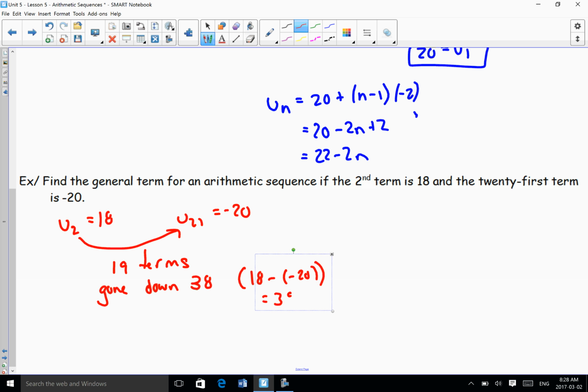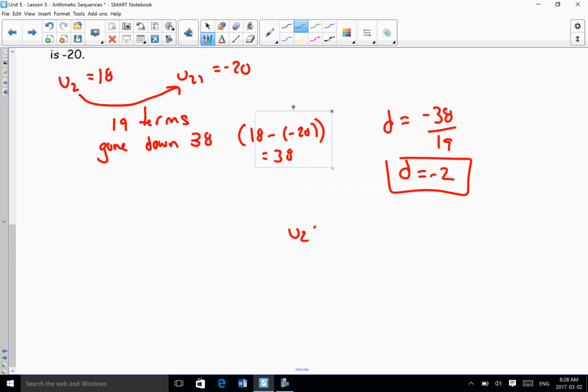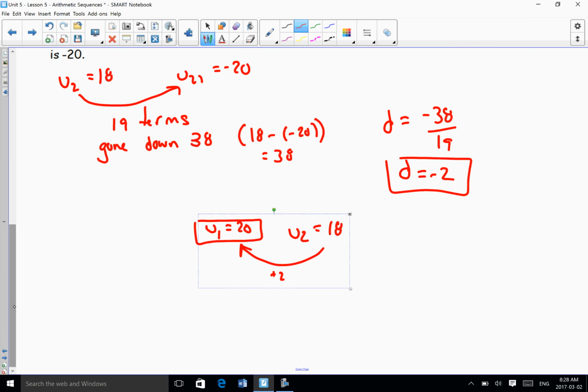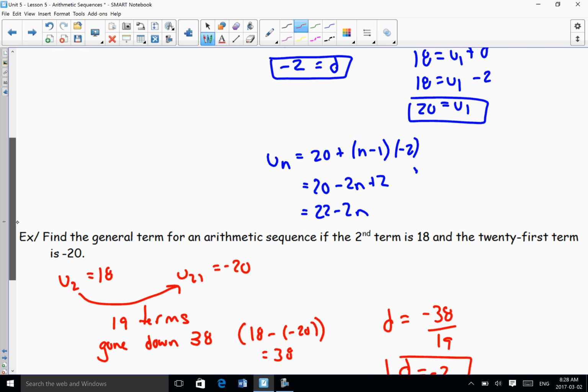If we've gone down 38 in 19 terms, we can figure out our difference by taking negative 38 and dividing it by 19. Oh, d is negative 2. And if I know that u number 2 was 18, the term before it, well, instead of going down to it, I have to go up to it, right? So it's got to be 20. So using a little bit of common sense, I can come across the exact same things that I solved for in the mathematical way.